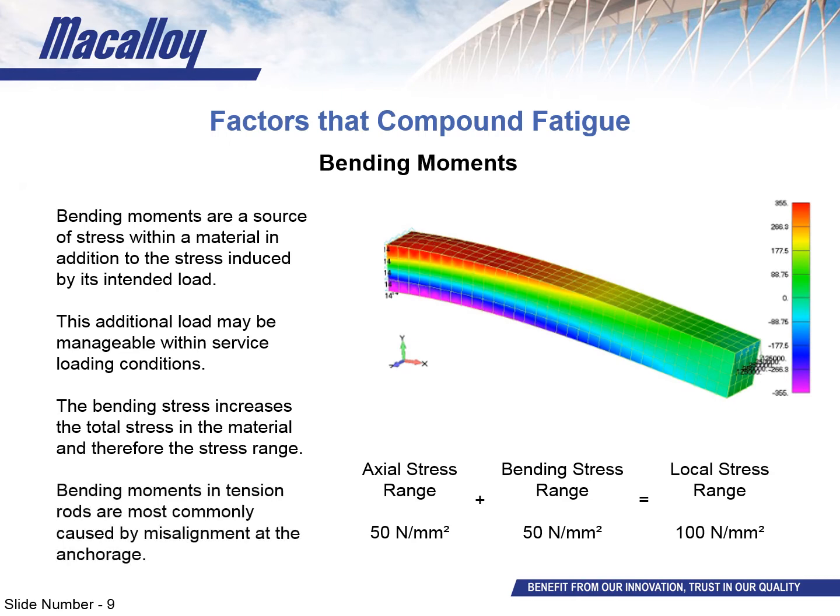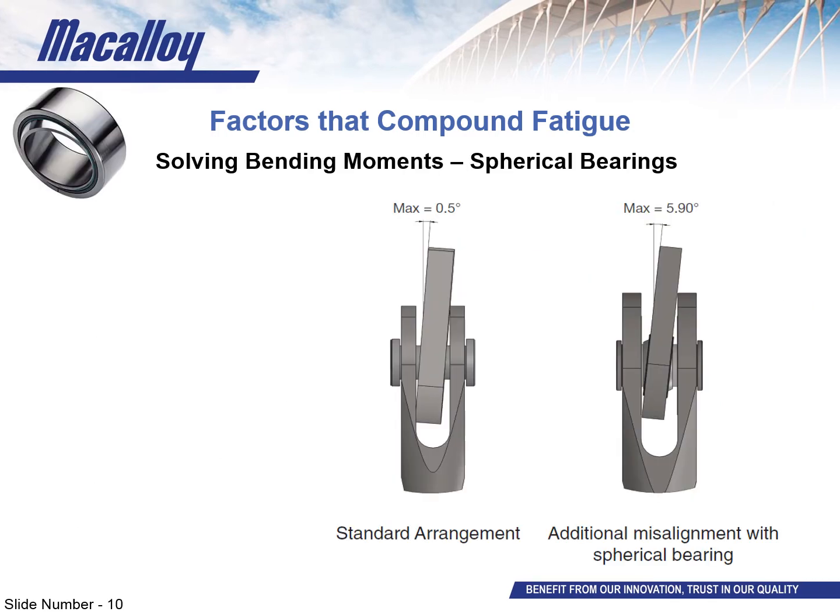More often than not in tension rods, such a bending moment is caused by the fittings at the anchorages being misaligned and that angle being taken up by the more flexible bar. So how do we solve it? Well, as the end fittings on a tension rod are more often than not a clevis fork and pin, we find that the best solution to accommodate a misalignment situation is a spherical bearing system.